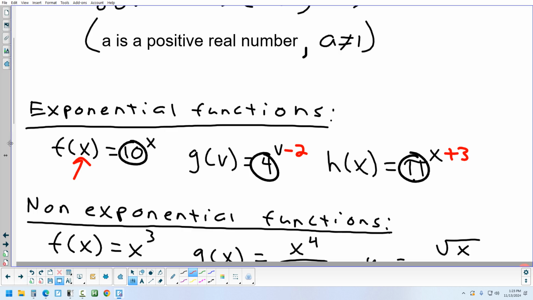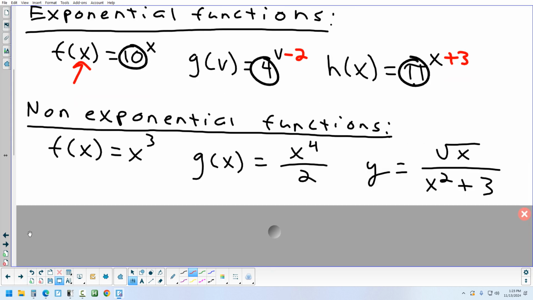These are all things that are not exponential. Why is this first one not exponential? Because it's a variable on the bottom and a number at the top. Right, that's a polynomial. That's like x cubed. You're supposed to have a variable in the exponent. So that's not exponential. G of x, instead of dividing by 2, you could think of it as 1/2. That's also not exponential. Your exponent's a 4. Your exponent's supposed to be a variable.